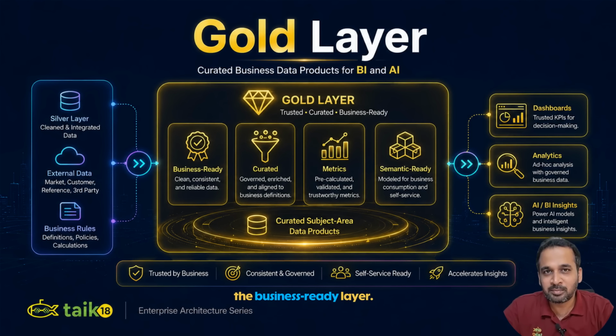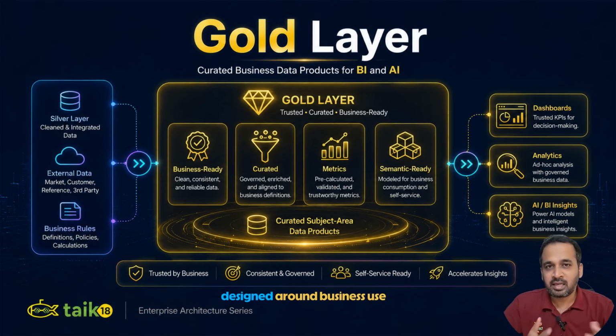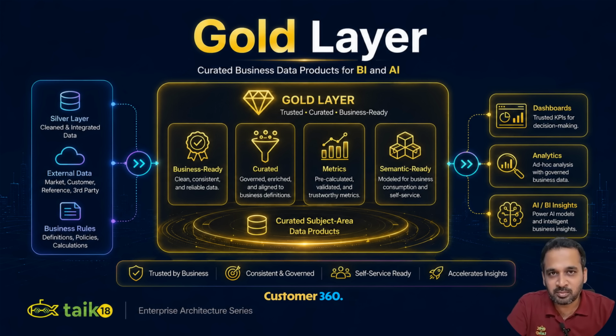The gold layer is the business ready layer. This is where data is shaped for business consumption. Gold data is usually designed around business use cases. For example, sales performance, customer 360, inventory insights, finance summary, operational KPIs.